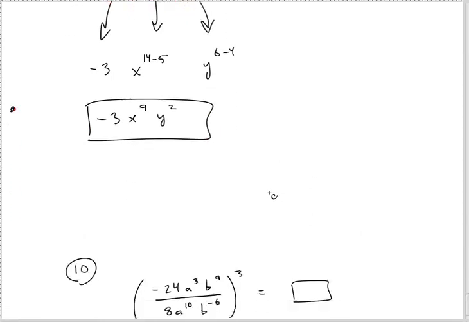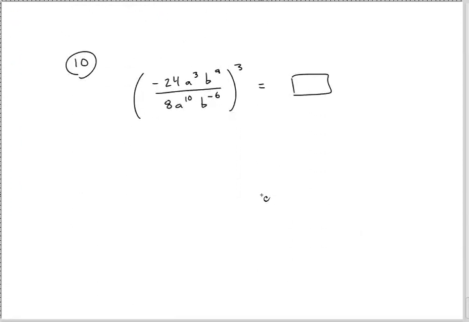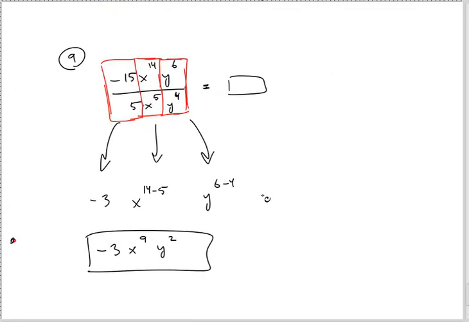Okay, and the last problem, number 10. So this one is just like the last problem we did, but then they said, oh, wait, let's go ahead and put a power up here.